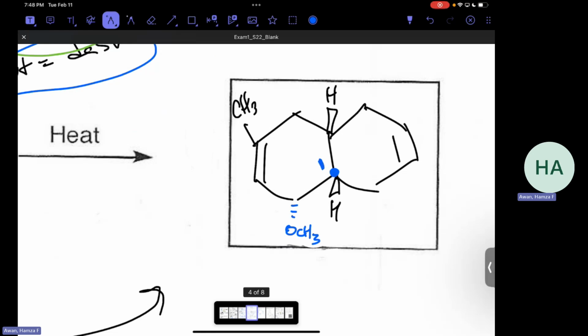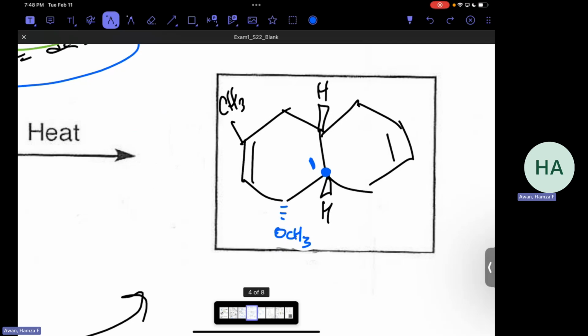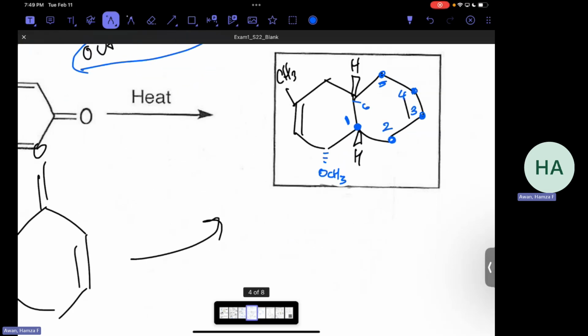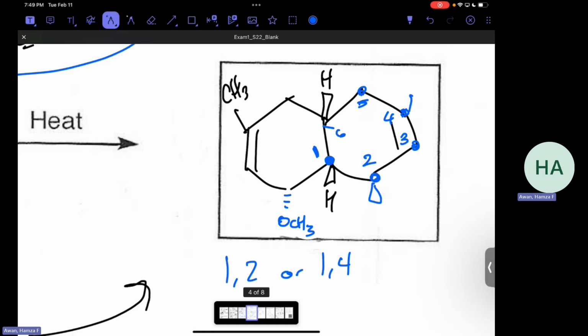And this is going to be our number 1, right? So what we don't want to do is we don't want to count from internally, right? We don't want to count from 1, 2, 3, 4, like that, right? We want to count externally. So if we put this on the bottom here, we want to count from 1, and we start counting externally. 1, 2, 3, 4, 5, 6. Okay, so in this we can either have 1,2 or 1,4 on them, right? So they can either be on this 2 position right here, or they can be on this 4 position, right?